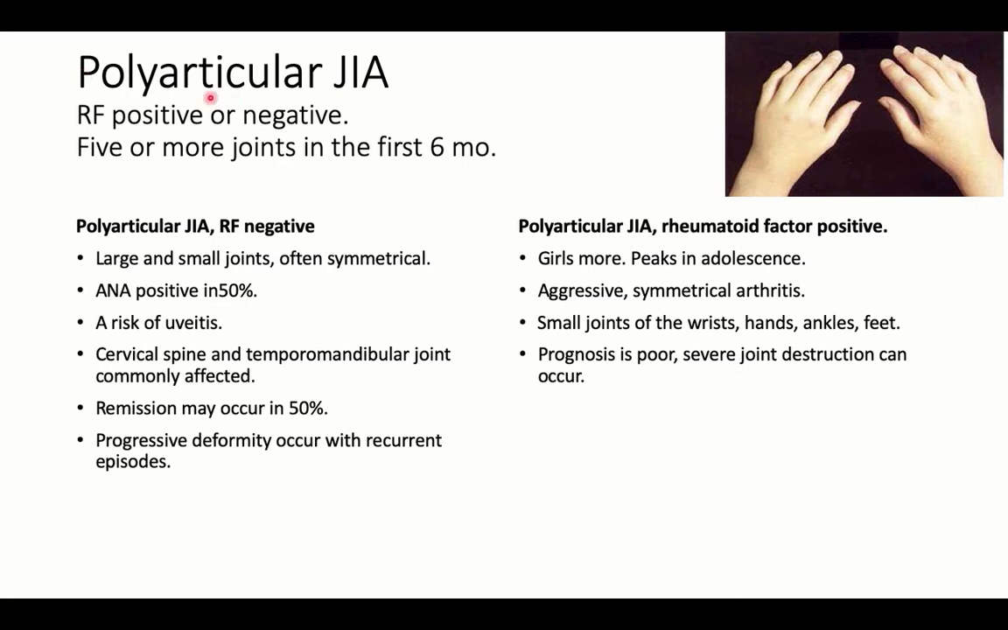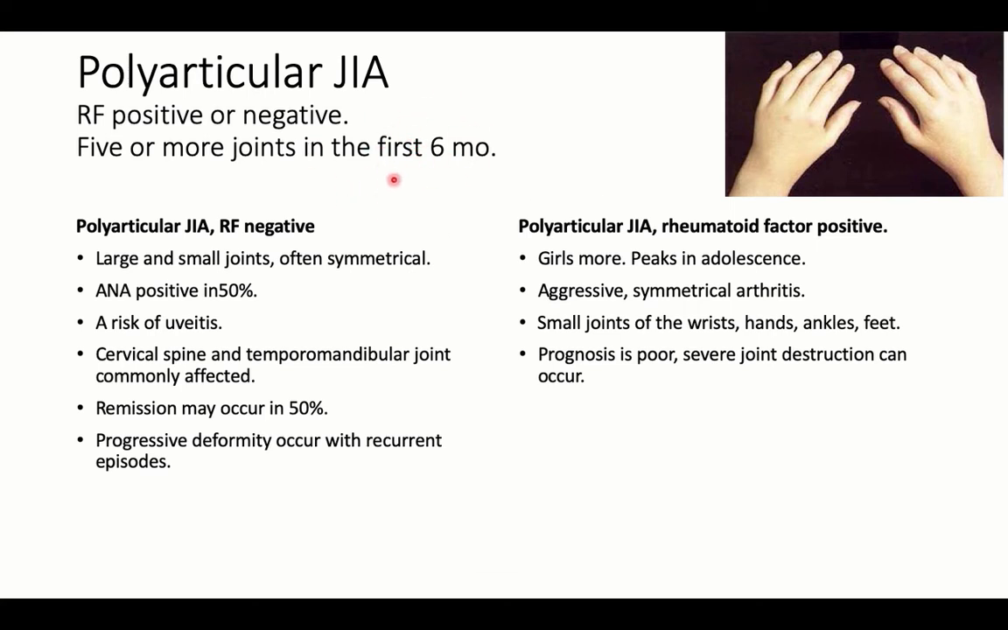Then we have the other entity, which is polyarticular JIA. This polyarticular type can have positive or negative rheumatoid factor, and notice that rheumatoid factor is one of the acute phase reactants that can be high even in healthy children during any intercurrent illness, so it should be interpreted cautiously. By polyarticular we mean that 5 joints or more are affected during the first 6 months of onset of the disease.